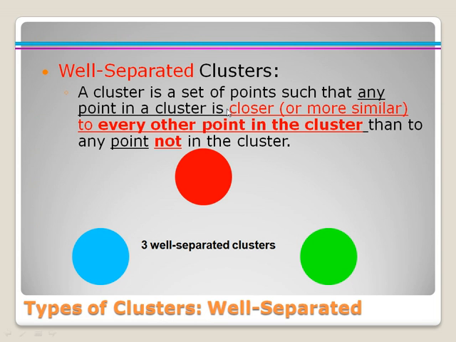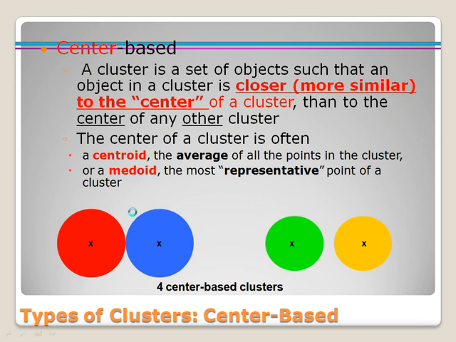So well separated, a cluster is a set of points such that any point in a cluster is closer or more similar to every other point in the cluster than to any point not in the cluster. So here we have 3 well separated clusters. Where the center-based, the cluster is a set of objects such that an object in a cluster is closer, more similar to the center. So the objects inside this cluster are most similar to the center one. The same here, are more similar to the center one.